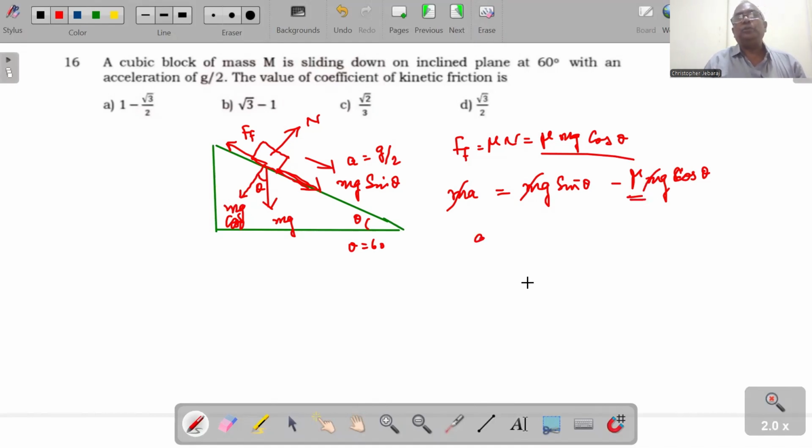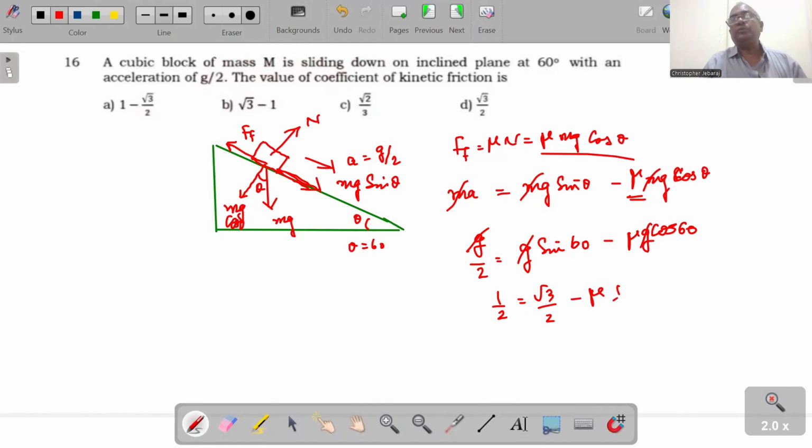a இருக்கிறதுல g by 2 போட்டுரு, which is equal to g sin 60 minus mu g cos 60. g கூட எல்லாத்துலையும் கேன்சல் பண்ணிடலாம், left hand side, right hand side. 1 by 2 equal to sin 60, which is nothing but root 3 by 2, minus mu into cos 60, which is 1 by 2. அப்போ when you bring this term, mu by 2 equal to root 3 by 2 minus 1 by 2.